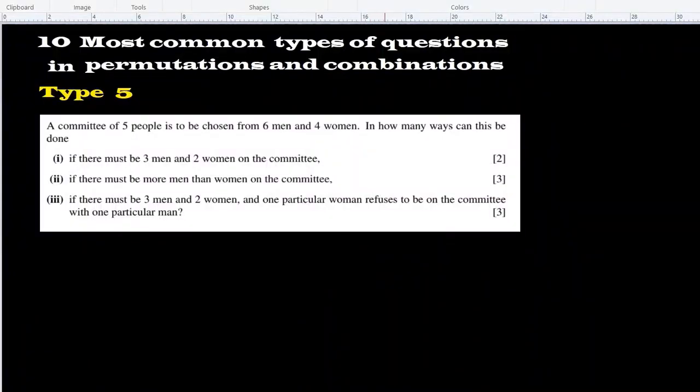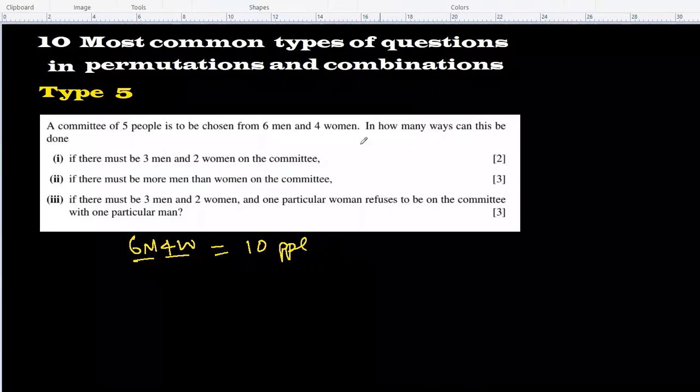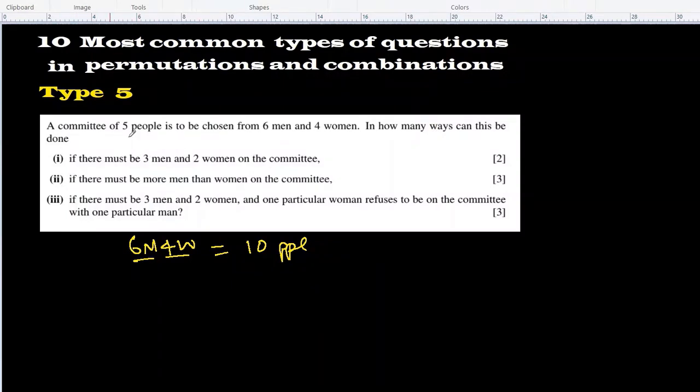Type 5 question is just like type 4 but in a little elaborate way. It says a committee of 5 people is to be chosen from 6 men and 4 women. So we have 6 men and 4 women, total 10 people. In how many ways can this be done? We have to select 5 people.